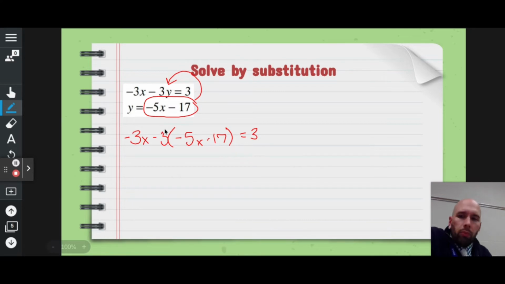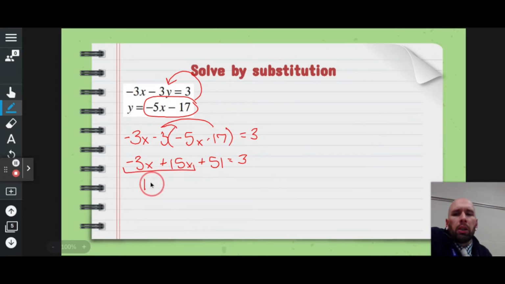All right. First thing I do is the distributive property, so I have negative 3x. Negative 3 times negative 5 is positive 15x. Negative 3 times negative 17 is positive 51, that equals 3. Combine like terms. I can, and I will. And that gives me 12x plus 51 equals 3.